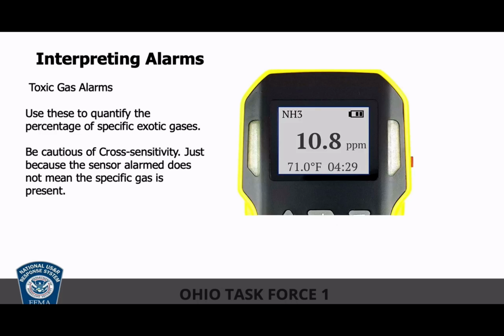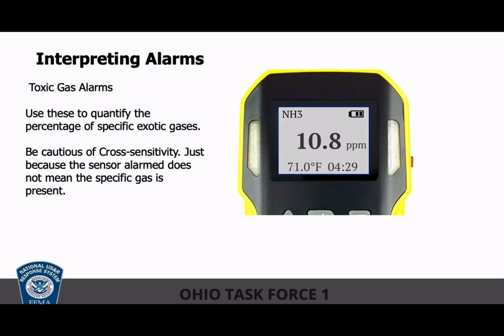For other toxic gases, like this ammonia detector here, just use the actual percentage specific to the exotic gas. Our specific toxic gas sensors are far more expensive and usually have a little bit less cross-sensitivity, but that doesn't mean they don't have any. I have seen many a chlorine sensor get bombarded with acetone and give me 6, 7, 8 parts per million of chlorine. The IDLH of chlorine is 10 parts per million, and you can be in a non-existent chlorine environment and have other flammable liquids and noxious vapors that are causing cross-sensitivity.